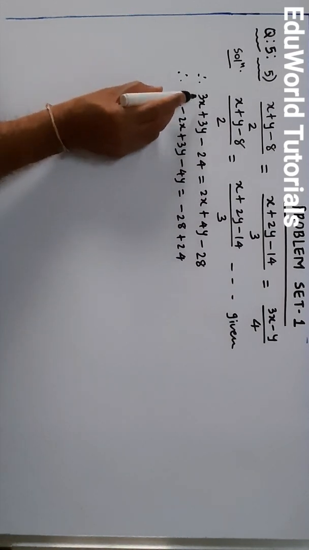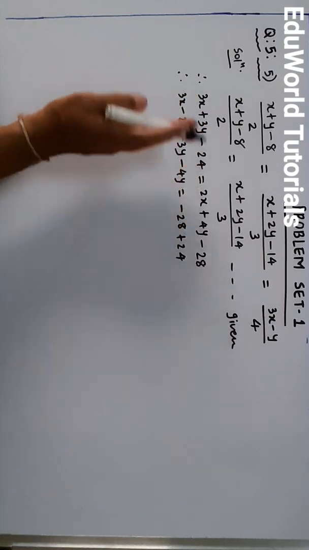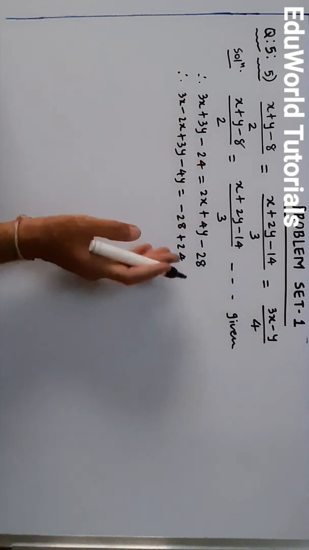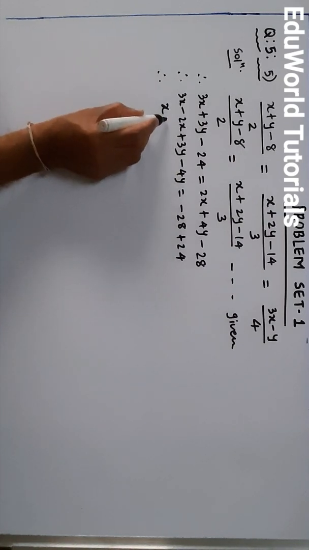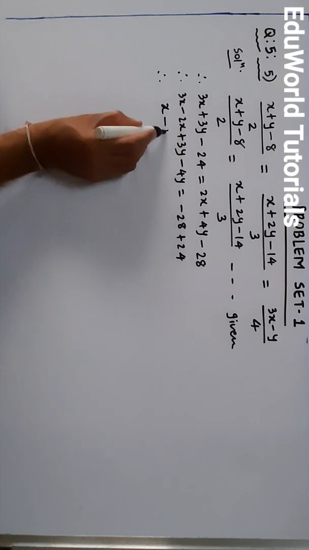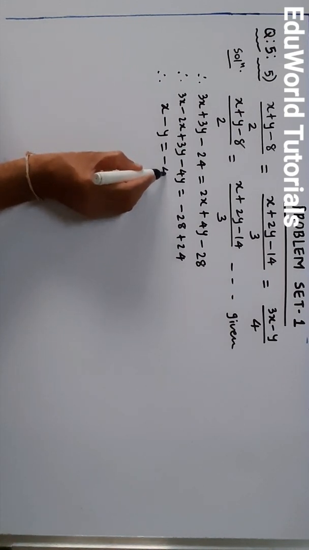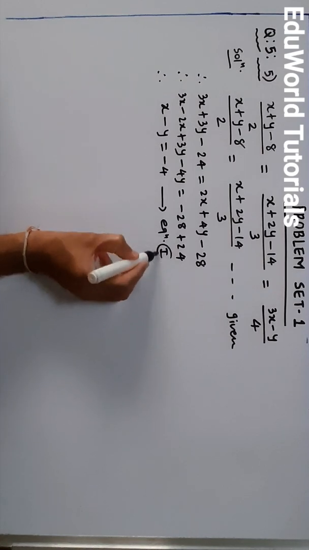You know how I did. 3x − 2x + 3y − 4y, all xy terms on the left hand side of the equal to sign, and on the right hand side the numbers. 3x − 2x is x, plus 3y − 4y is −y, is equal to −28 + 24 is −4. This is our equation number first.